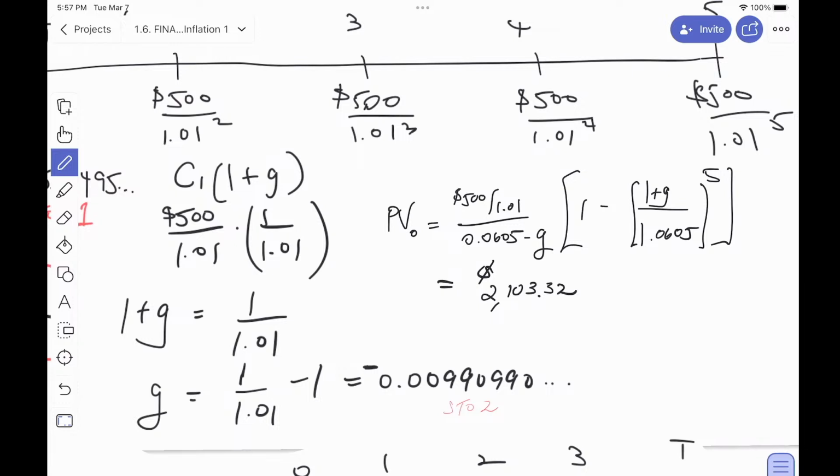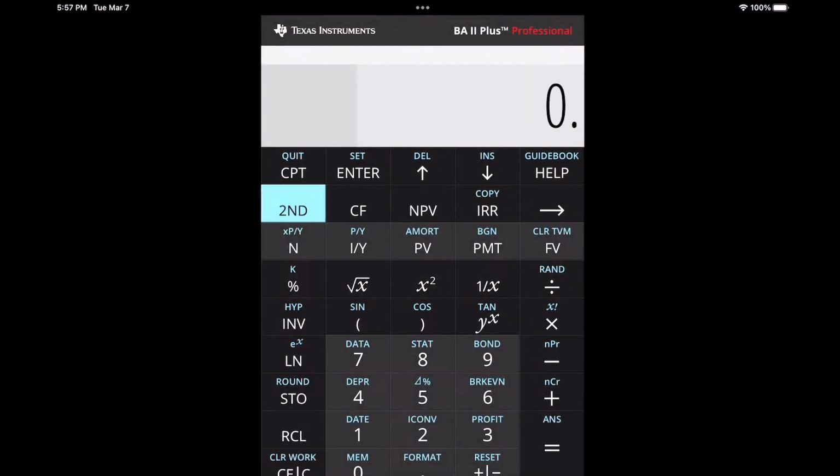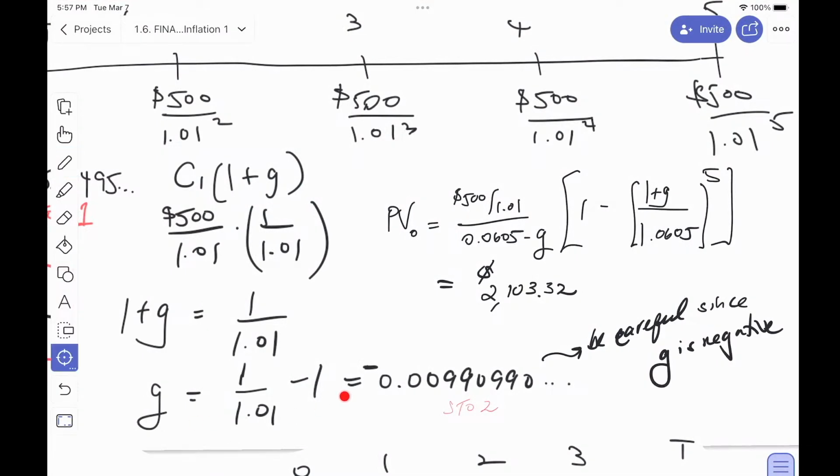And the thing I forgot to mention: be careful, since G is negative, don't forget the negative. If you put it in storage, it won't be hard. So let me do it for you, show you how I punch it in, and then you can try it yourself if you're having trouble. So I'm going to put my numbers in storage. I'm going to do this calculation.